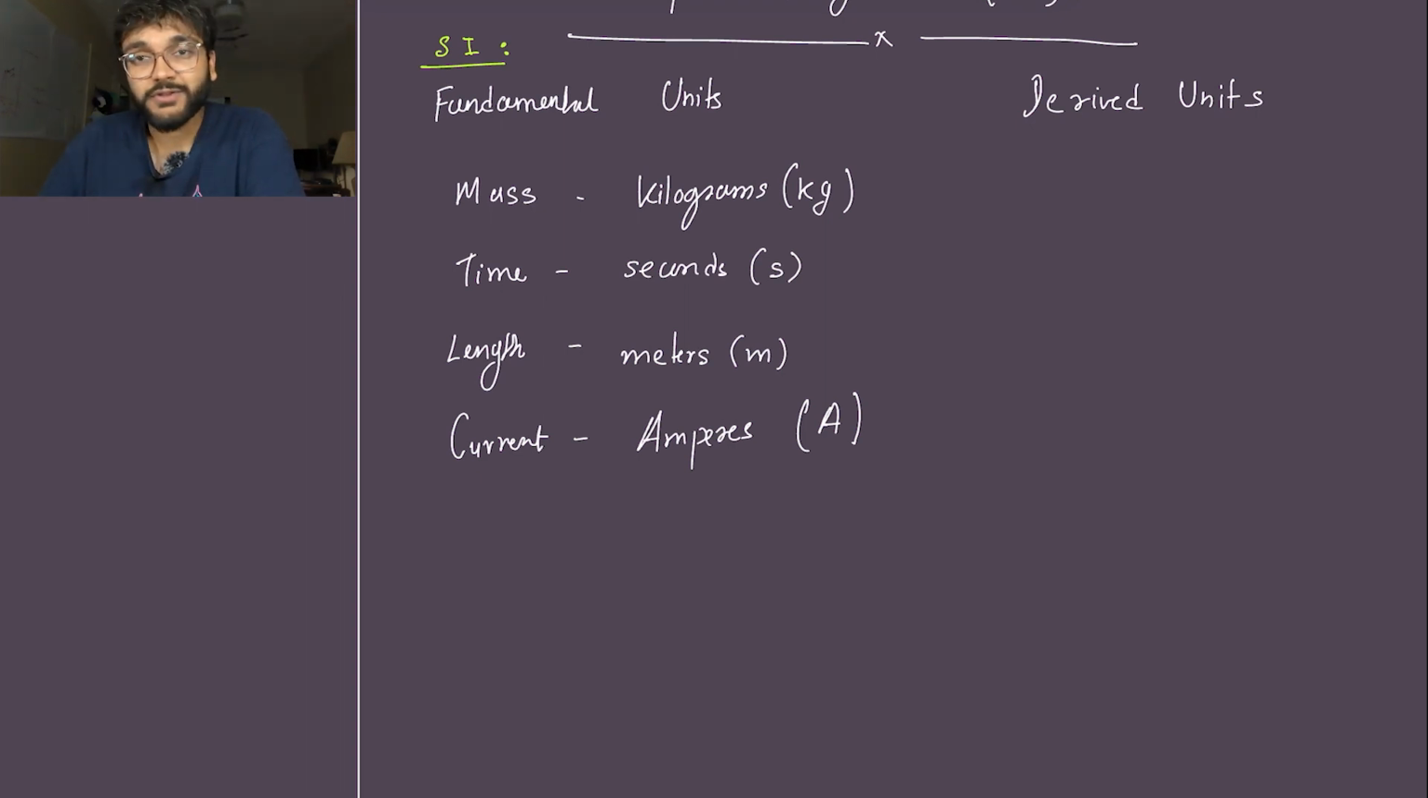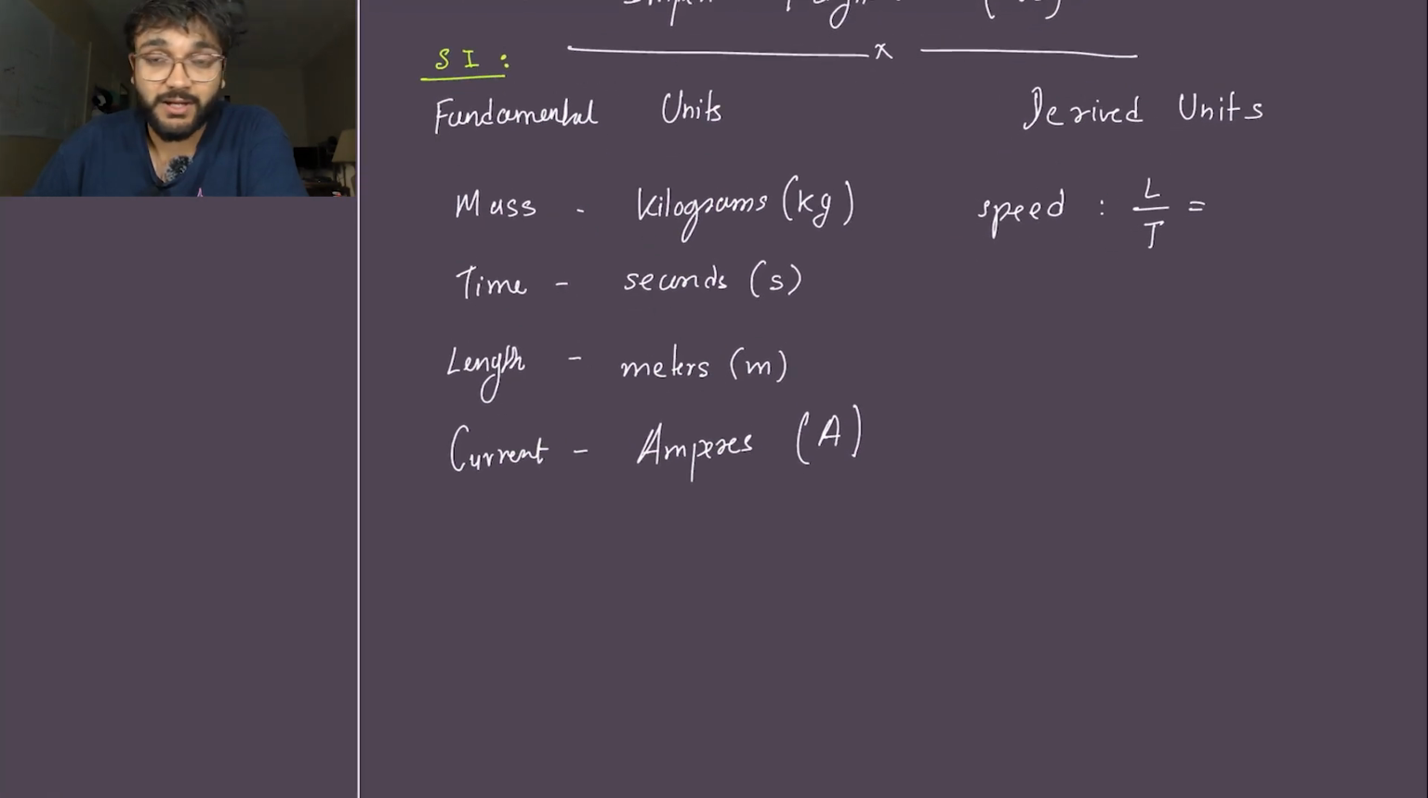Okay, and derived units would be units which can be expressed in a combination of fundamental units. For example, let's say speed. Speed is distance over time, or length over time, or in SI would be meters per second, right? So this is a derived unit. Charge, for example, charge per unit time is current, so you can say charge is current times the time, right? So that would be a derived unit, charge.